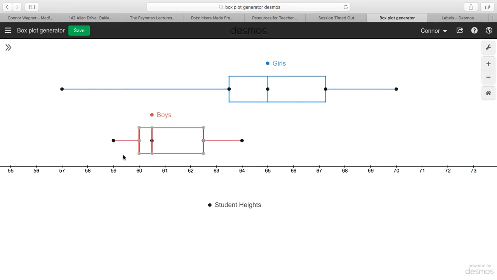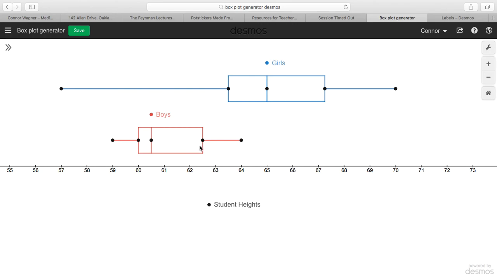Whereas the boys are all about the same height in 6th grade. They're more packed together. So when you see a box and whisker plot that has the box really close together, that just means there's less variability, there's less difference in your data. People are more the same. There's more sameness, right? So I hope you get that distinction.